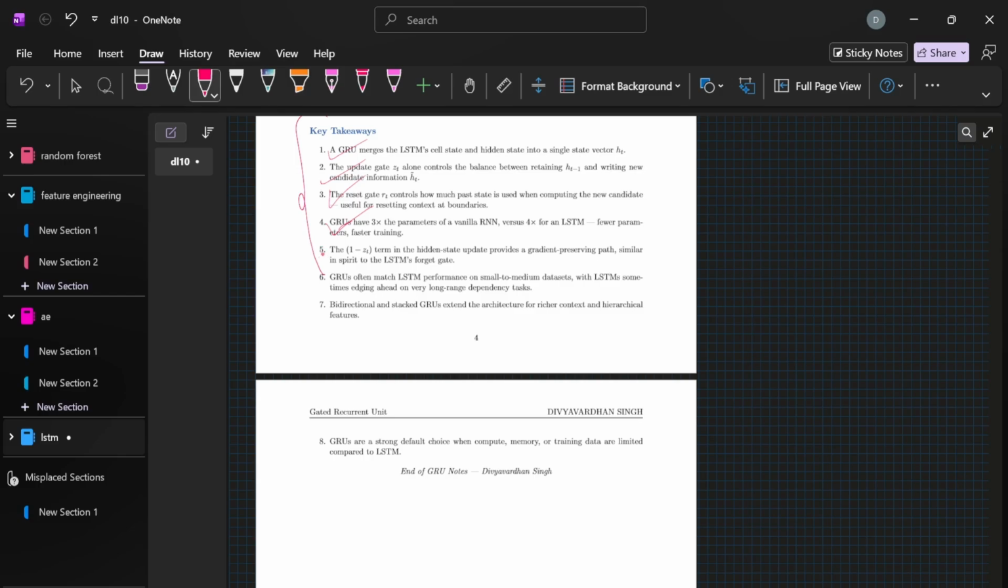The 1 minus z of t term that we have already discussed gives a gradient preserving path, similar in spirit to the LSTM forget gate. Now, GRU often matches the LSTM performance on small to medium datasets, though LSTM can edge ahead on very long range dependencies. Bidirectional and stacked variants extend GRU for richer context and hierarchical feature learning. So the bottom line is that GRU is a strong default choice when you are limited on compute, memory and training data as compared to LSTM.